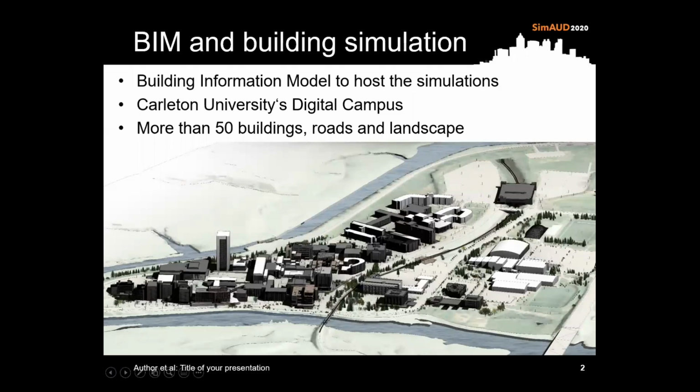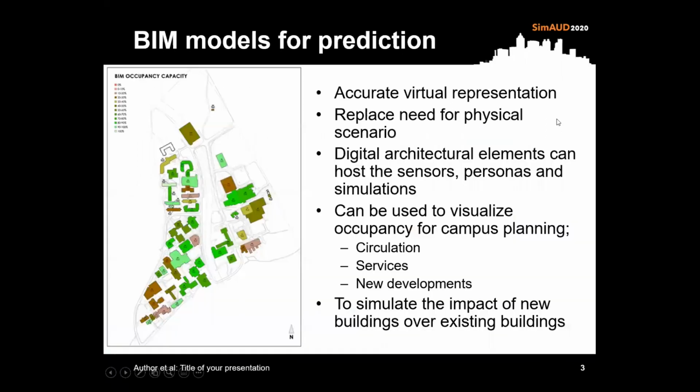For this project, we have created a building information model to host all the simulation. The BIM model is the digital campus of Carleton University, and it contains more than 50 buildings, roads, and landscapes. It is an accurate virtual representation of the campus, and it is created to replace the need for a physical scenario. Digital architectural elements can host the sensors, personas, and simulations.